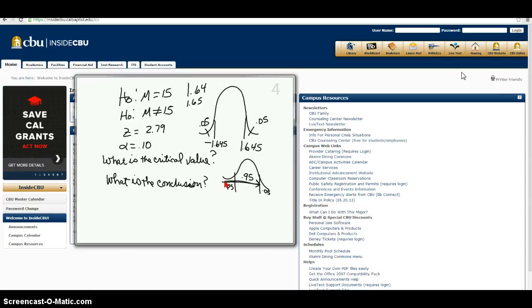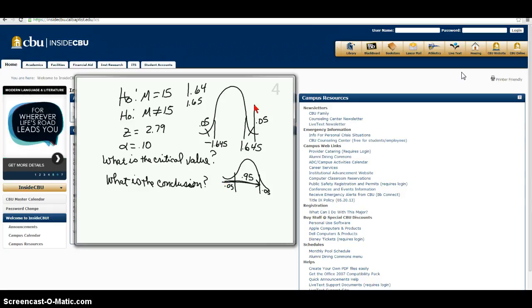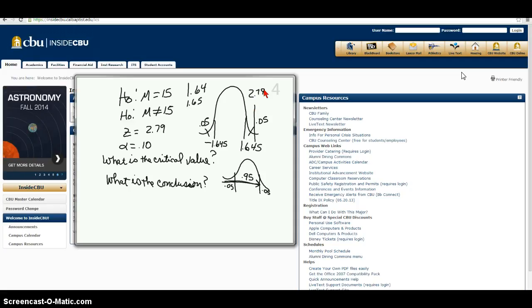And what do we conclude? Vivian, what do you think you're going to conclude? You reject, because 2.79 is bigger than 1.64, so it's in the area of rejection. Right, 2.79 is over here. Because 2.79 is greater than 1.64? Yes. Okay.